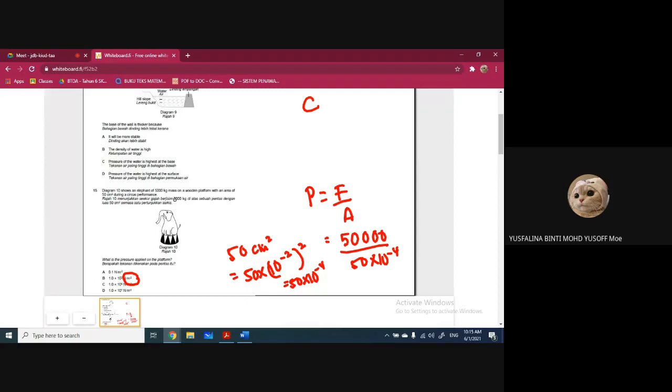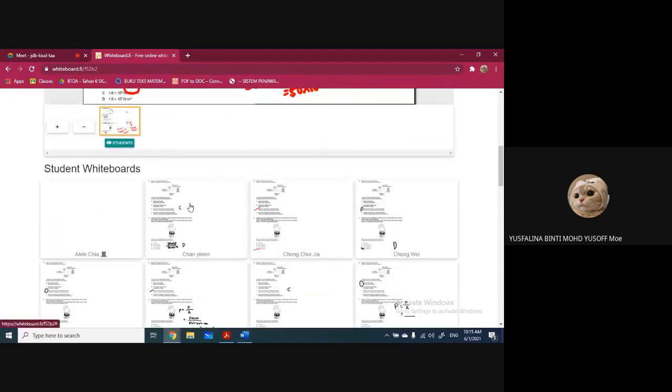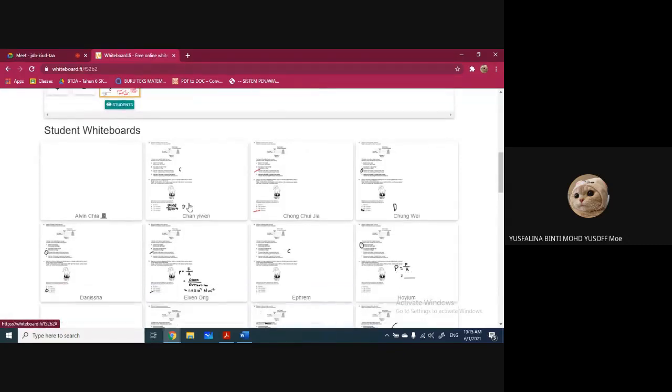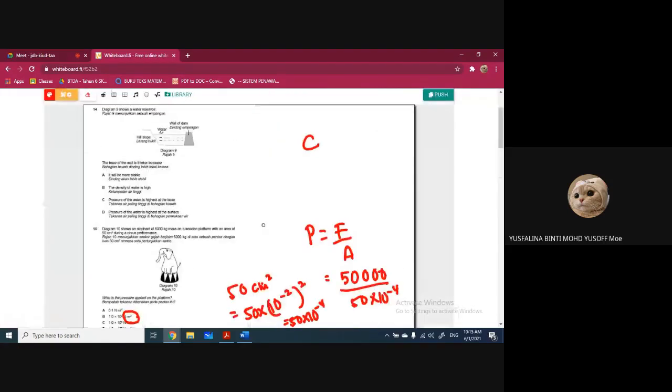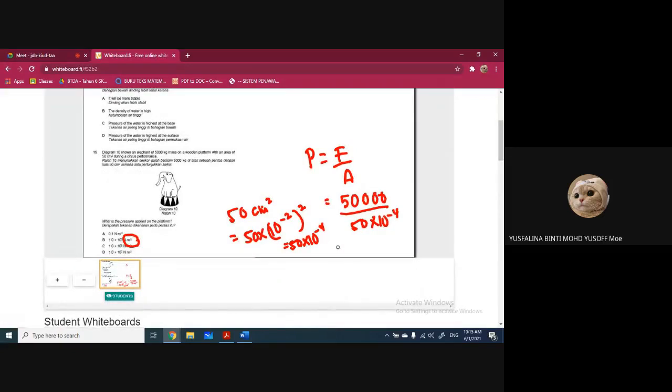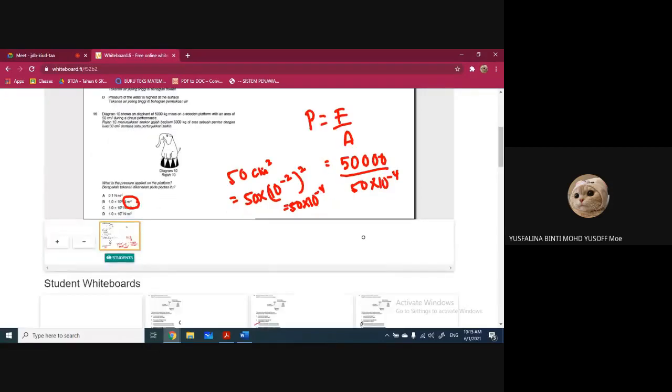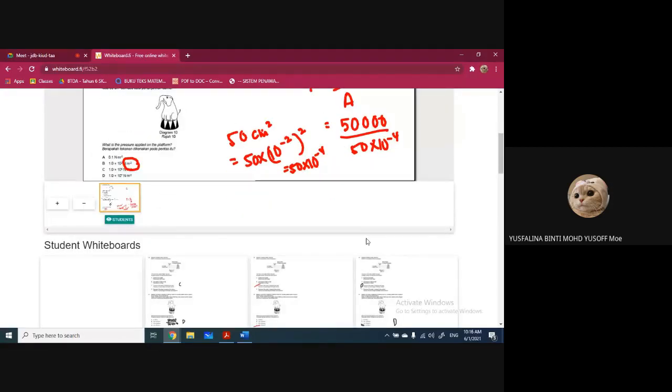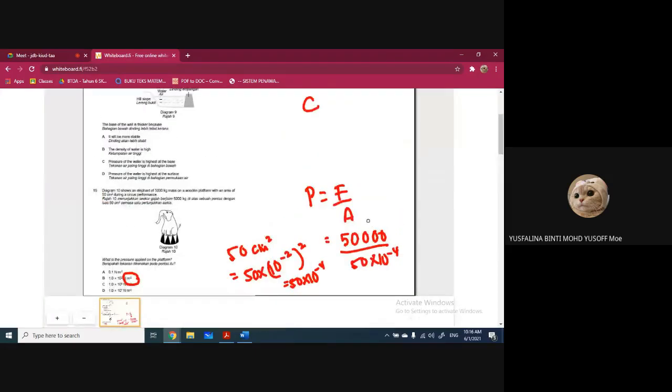Area of 50 centimeter square during a performance. So what is the... wait, wait. Maybe I calculated it wrongly. Sorry, the answer is 1 times 10 power of 7. The answer is 10 million, right? So 1.0 times 10 power of 7. Sorry, I calculated wrongly. The answer is D. Number 15 is D.